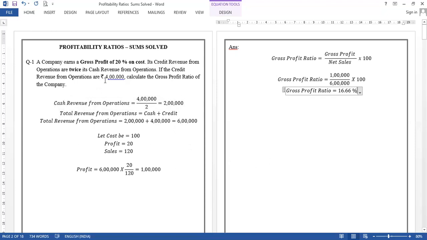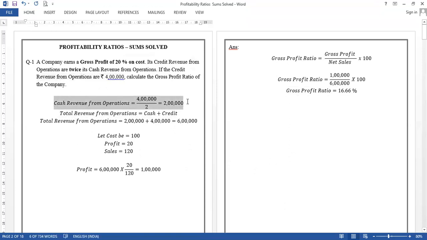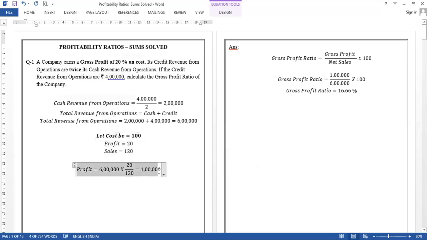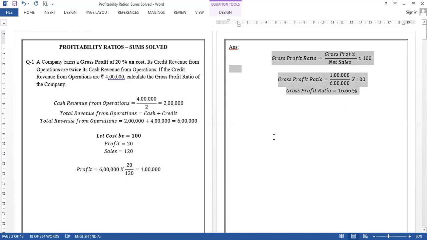It is very easy to start with the gross profit ratio. We were given the credit revenue from operations. With the help of that, we were able to calculate the cash revenue. From there, we were able to calculate the total revenue. This is something very important, please take care. Whenever the profit on cost is given, let us assume the cost is 100, profit is 20% on cost, so sales will be 120, because the basic thing is cost plus profit is sales. Based on that, we were able to calculate the gross profit, and then applying the values in the formula, we were able to calculate the gross profit ratio.